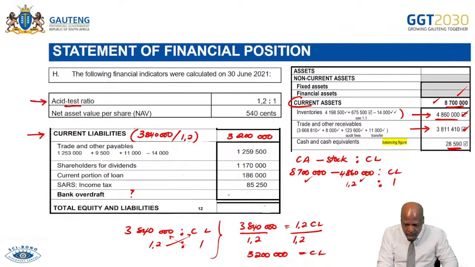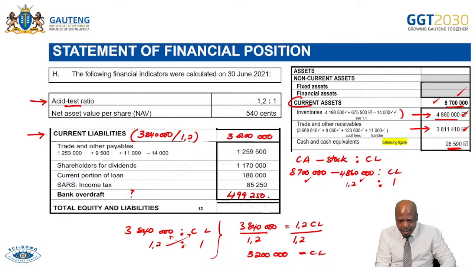Let's put it here now. It becomes 499,250. That's my bank overdraft. Okay, that's my bank overdraft. All right. Once I have my bank overdraft, that means now we are just concluding this question. We're just about to wrap it up. We are concluding this one.